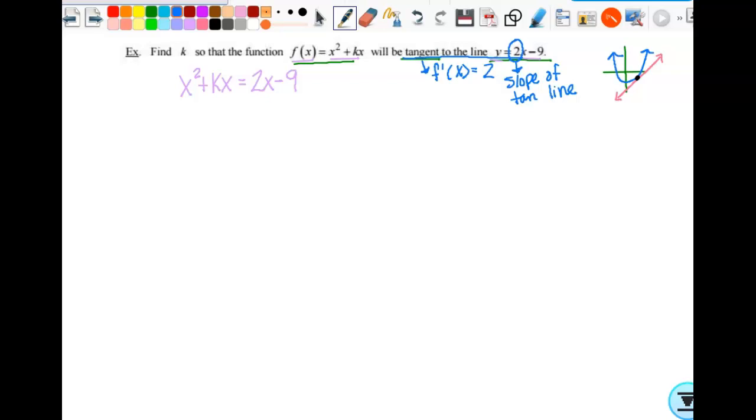Okay. Now, do I have f prime? No. But I'm going to need to do something because I have two variables here. And I don't have enough information to just find k right now. So I'm going to find the derivative. So the derivative of f, f prime, is going to be 2x plus what? Plus k. Because if this was 5x, what would the derivative be? 5. And k is just a number, so it's just plus k.